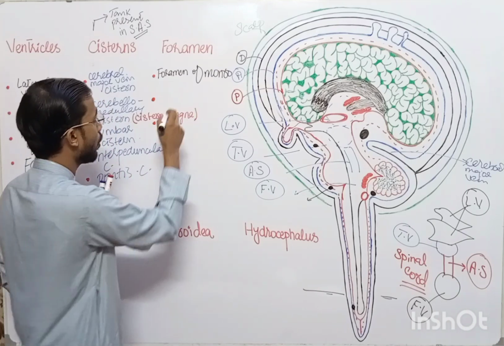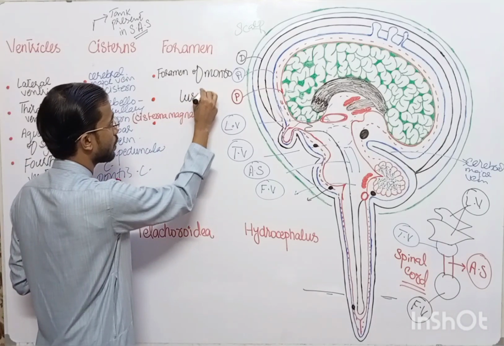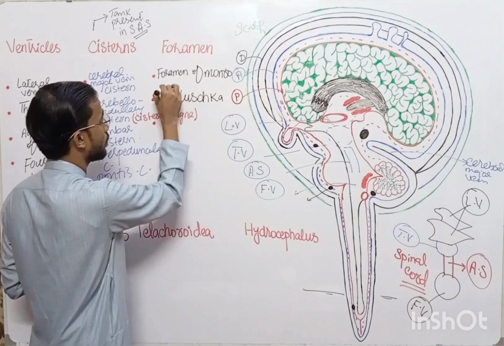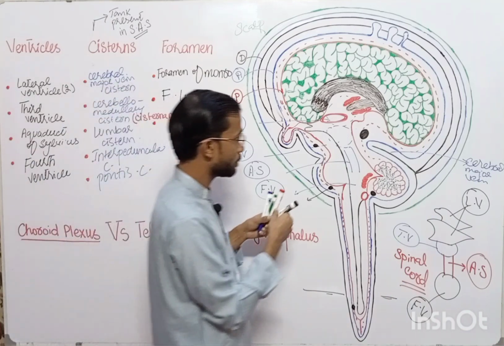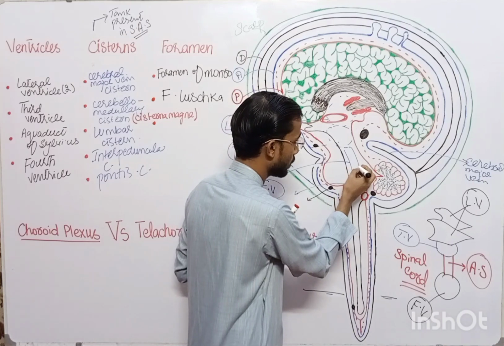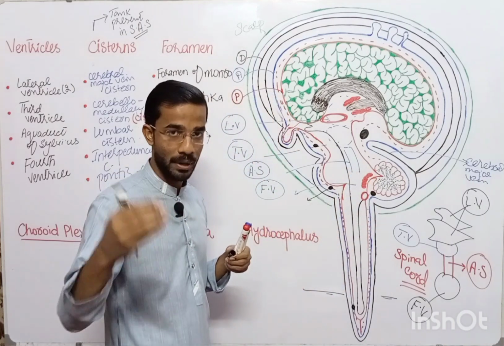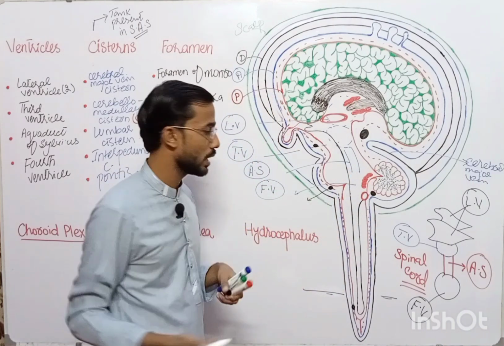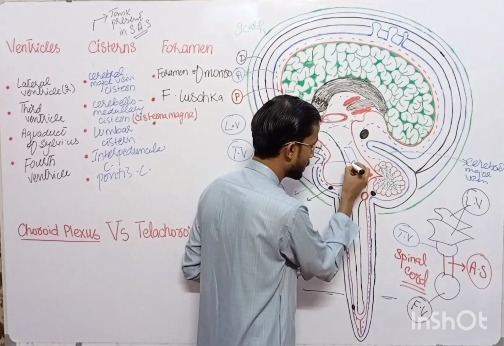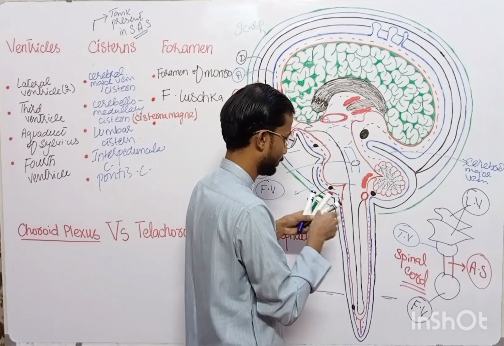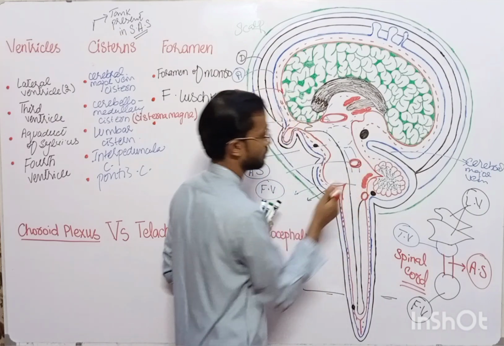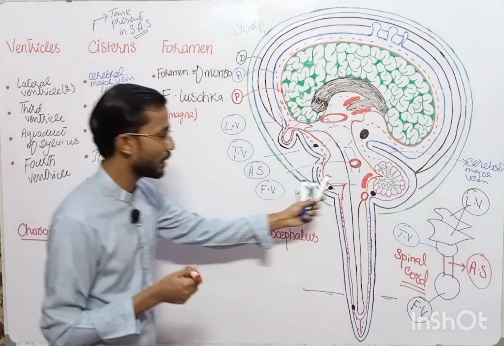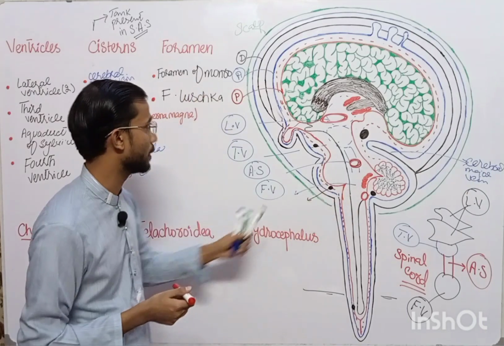Next one is the Foramen of Luschka. So this is actually present at the upper floor of the roof of the fourth ventricle, and it is present this way. It is present here at the upper floor of the fourth ventricle.